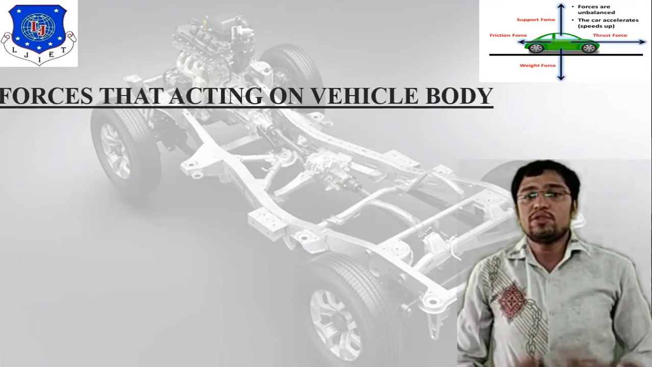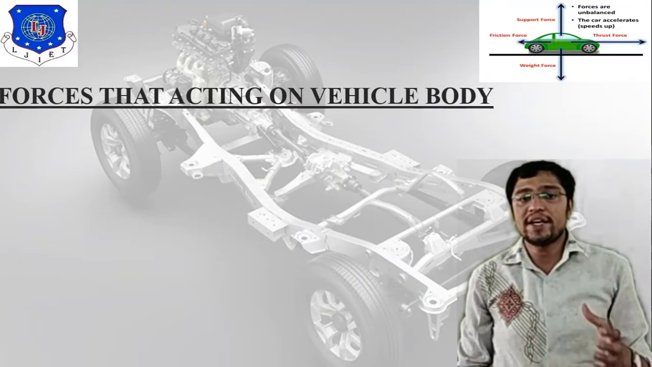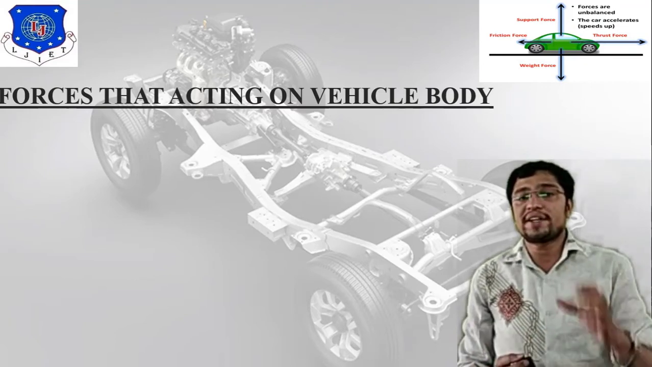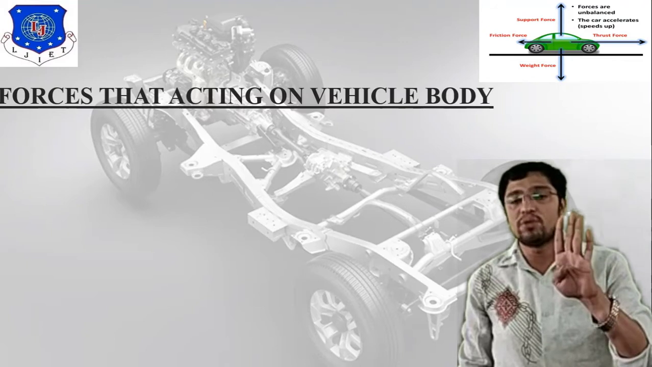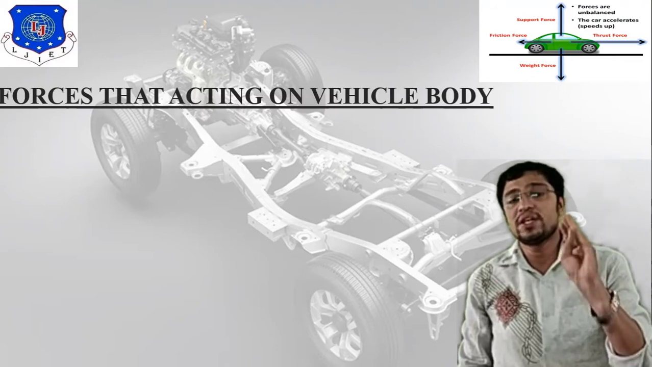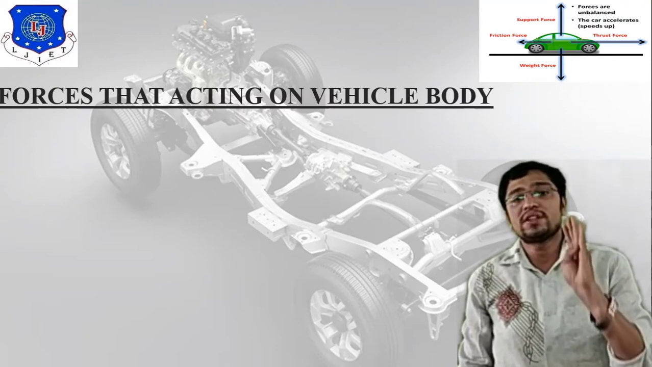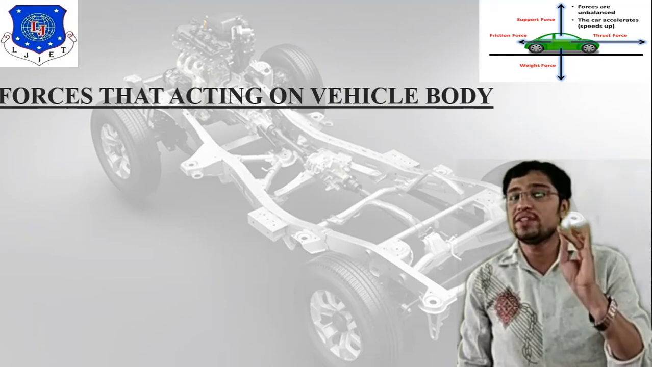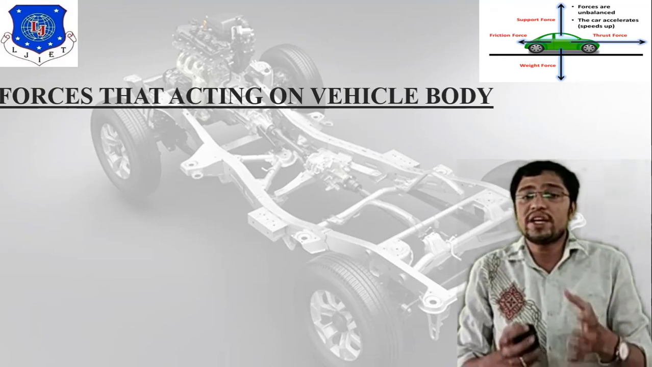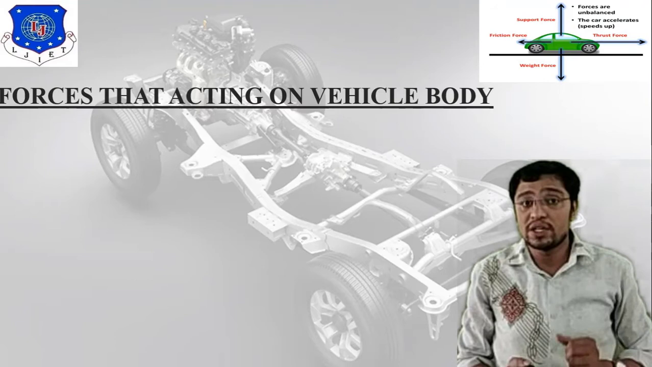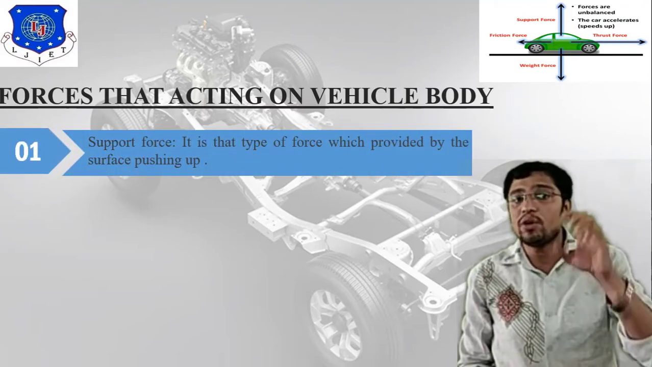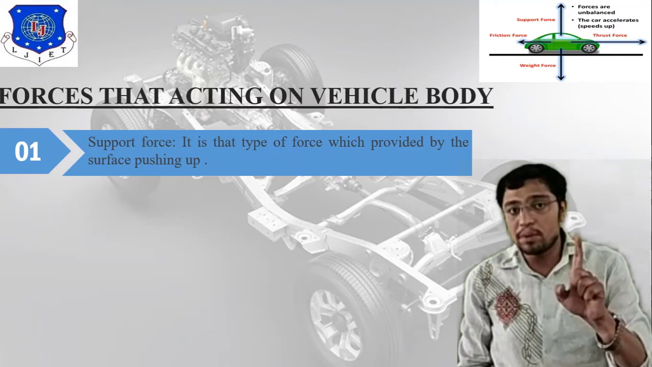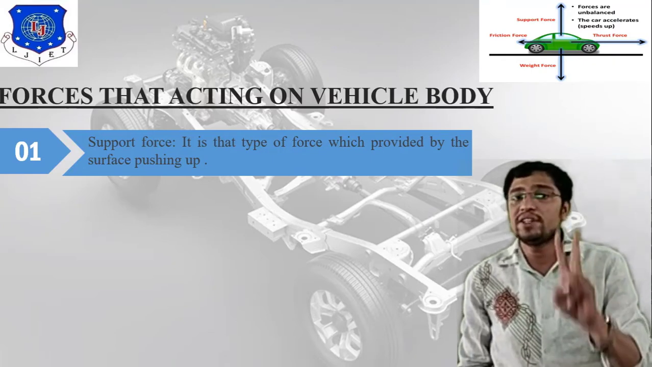I have attached one image that directly relates to the different types of forces acting on the vehicle body. So here in the image you can find four main forces. First one is support force, second is weight force, third is friction force, and fourth is thrust force. So now we can talk about what is support force. As per the gravitational rule, there are mainly two forces acting on the vehicle body. First one is support force or normal force, and second one is weight force.